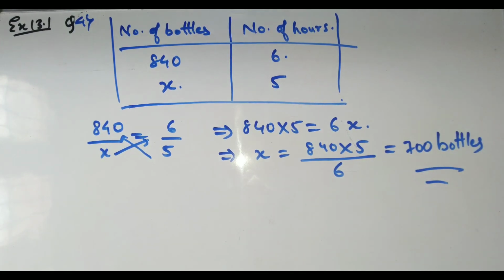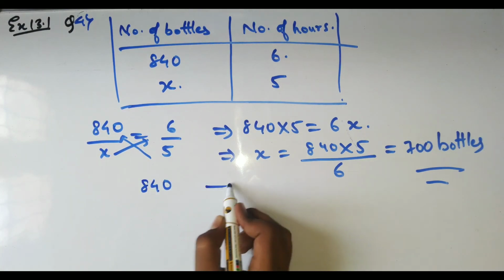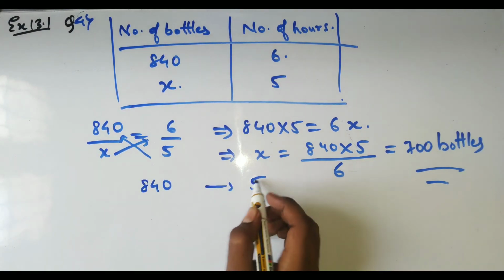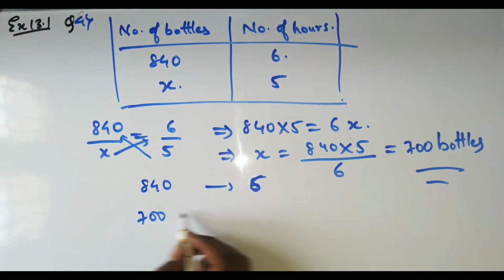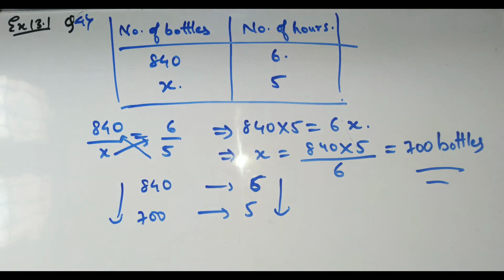Now the thing here is simple logic. For 840 bottles, 6 hours is taken. For 700 bottles, it's taking 5 hours. So this is decreasing, and even this is decreasing. Two quantities are decreasing, therefore we can say it is in direct proportion.